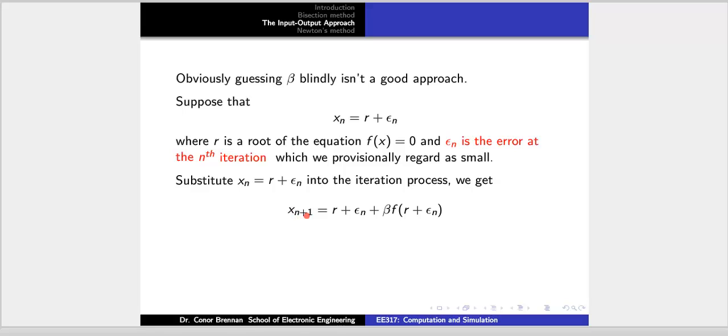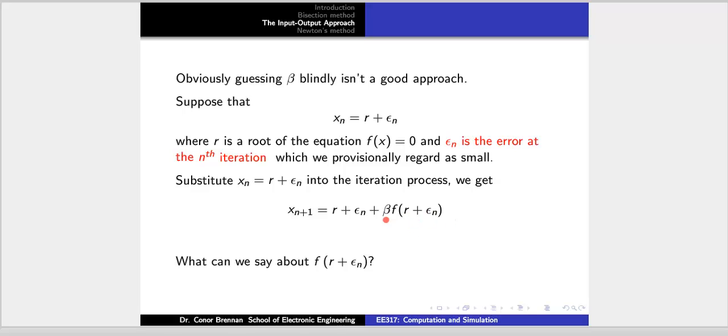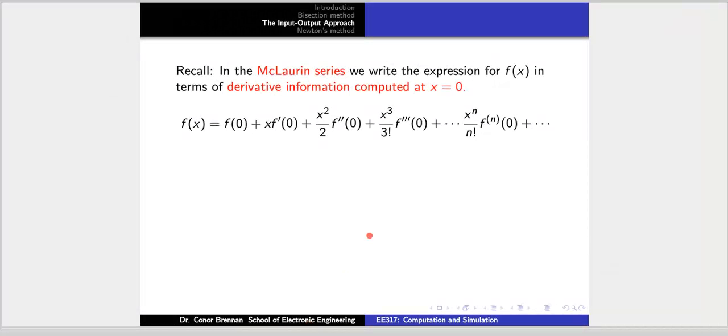What we would like to do is choose beta such that our new estimate has an error which is smaller than our previous estimate. If we can make a new estimate which has a smaller error than our previous error, then we're doing good. We're making the error smaller. So we would like to choose beta such that the error associated with this estimate is smaller than this. How do we do that? What can we say about this here? Beta, or f applied to xn, or f applied to the root plus epsilon. Can we say anything about this? Can we manipulate this in any way? Well, we can.